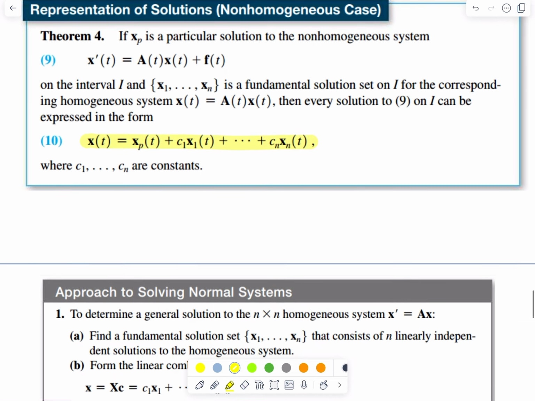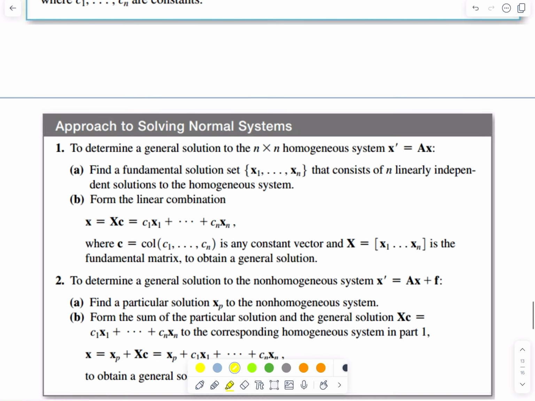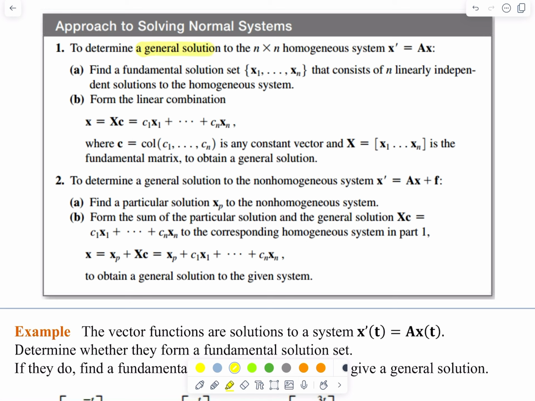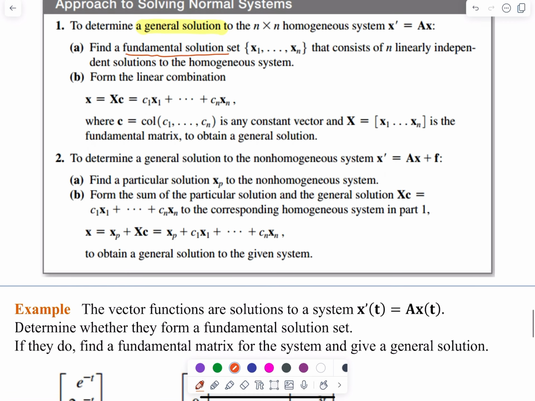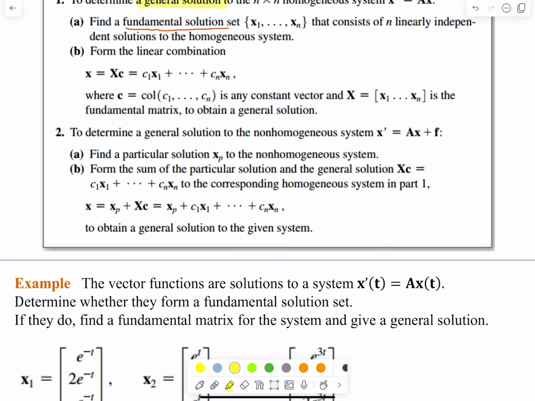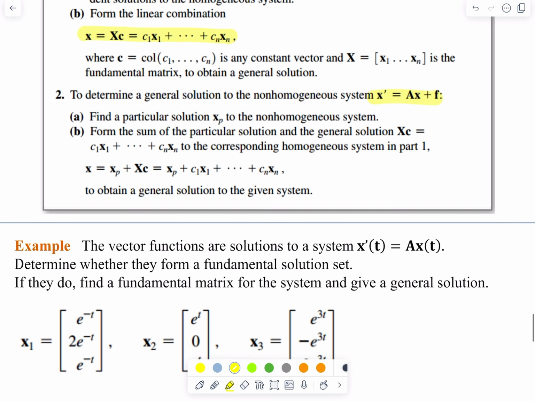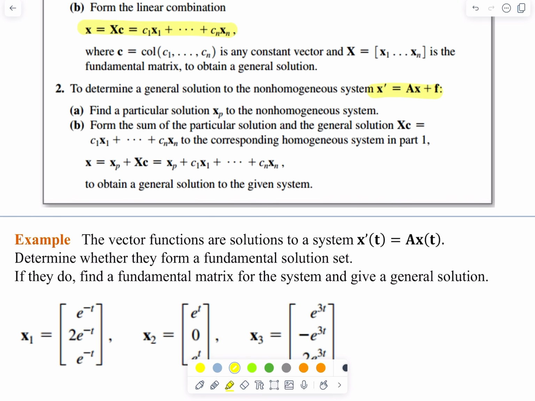So how are we going to solve these normal systems? We're going to first determine a general solution to the system. Then we're going to find a fundamental solution set, and those are our n linearly independent solutions to the homogeneous system. Then we will form our linear combination as we talked about above. Then we will find our general solution to the non-homogeneous system, and we find our particular solutions from there.